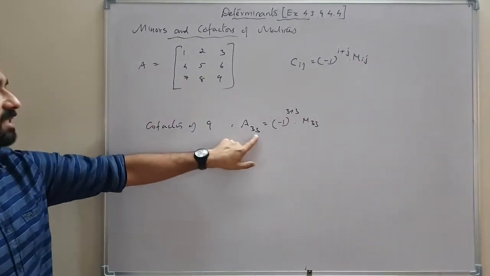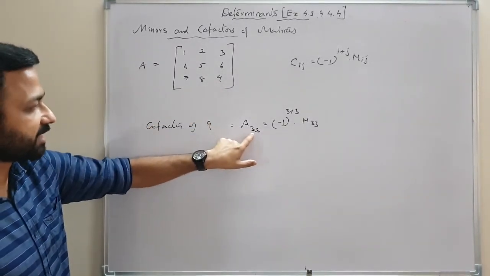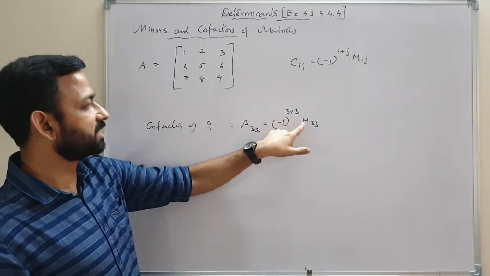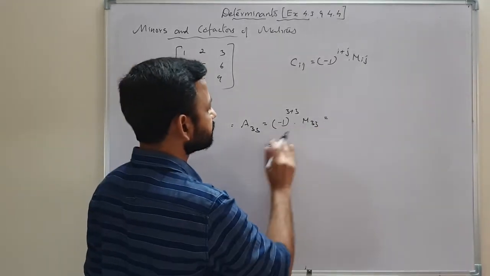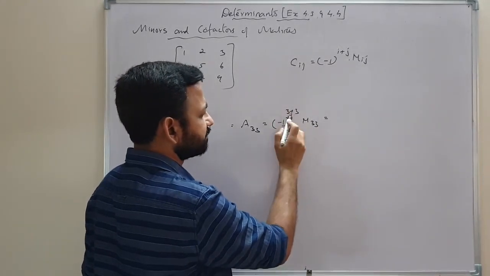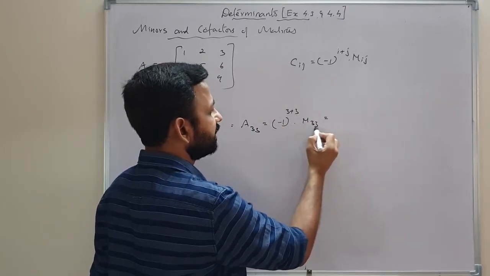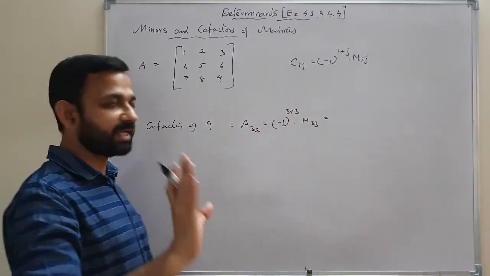So A33, because 9 is in third row, third column. So the cofactor is denoted as capital letter A33. Then minus 1 raised to 3 plus 3 into M33. This is the formula. And here minus 1 raised to 3 plus 3, 3 plus 3 is an even number, so it will be positive. Then we need to find the minor M33.